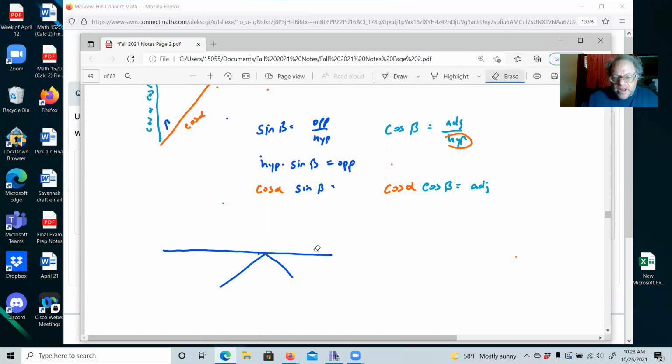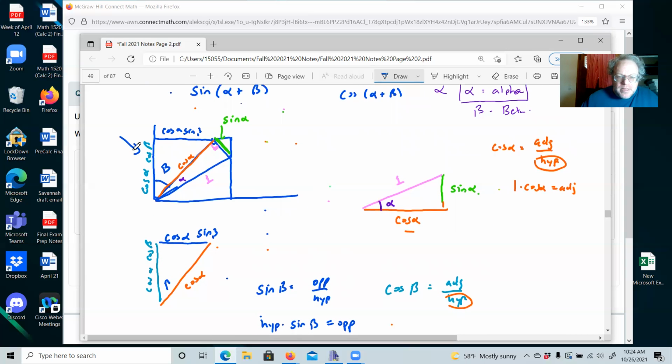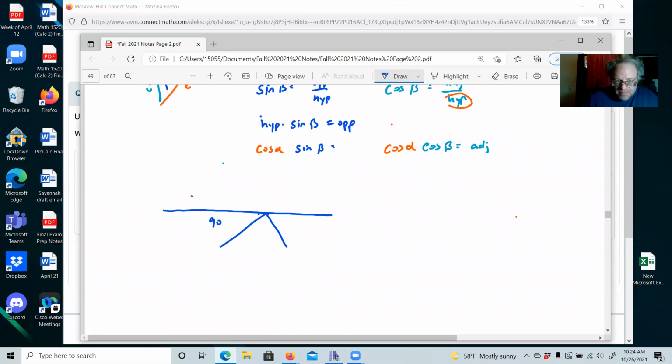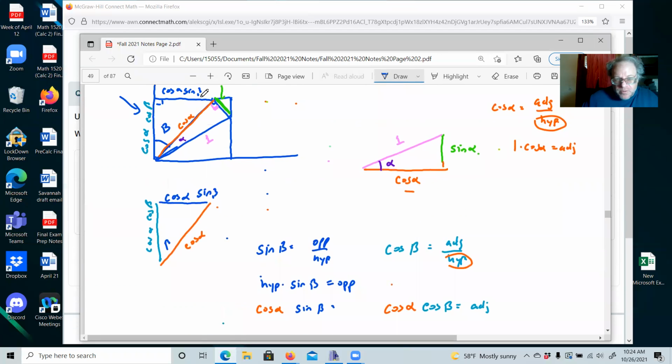That doesn't look like a right triangle, so let's make this a right triangle. Here we go. This is a 90-degree angle here because it's a rectangle. This is beta. This angle up here is going to be called 90 minus beta. This is a rectangle, so this is the right angle here. So we can look at this. When we figured it out, that was a right triangle.